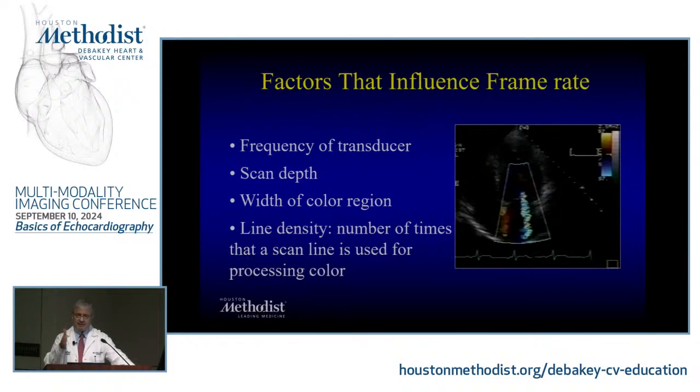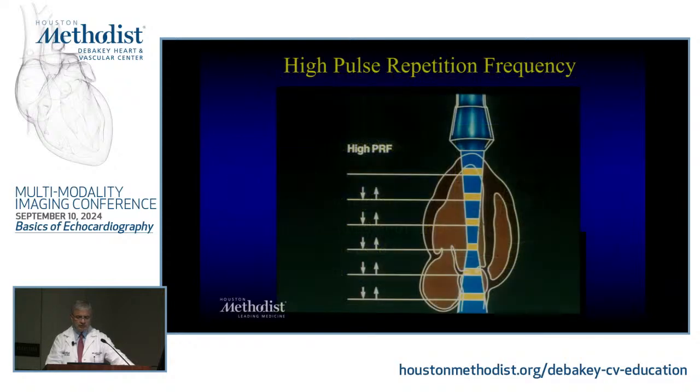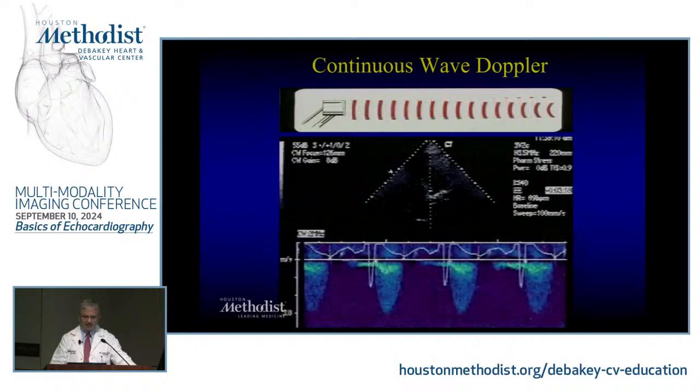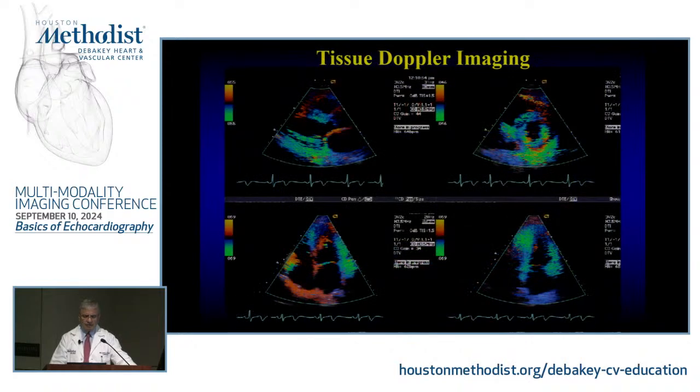Line density, how many times across each scan line do you move to the second one to get an estimation of what the velocities are? So usually for us it is to optimize the depth and the width of the sector to try to optimize it. Hopefully you'll get the frequency, and always take a look at that. The frame rate should be above 15 for you to be able to see something closer to real time. I'm not going to go through high PRF. I think, tissue Doppler.